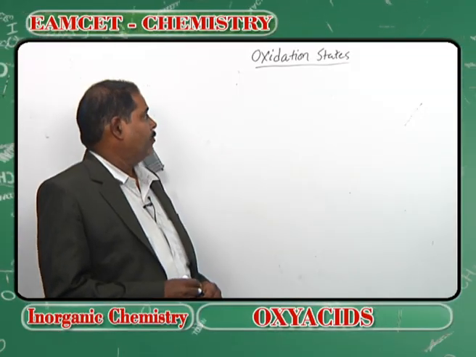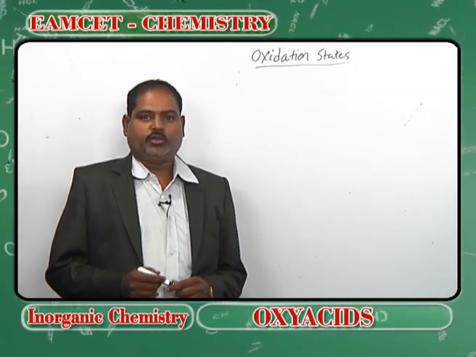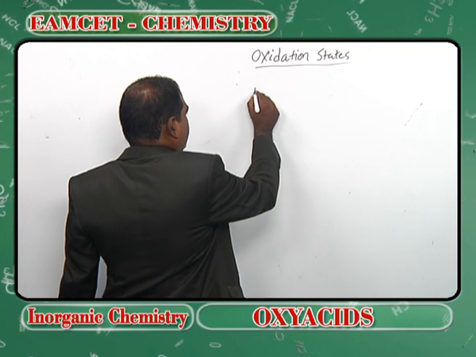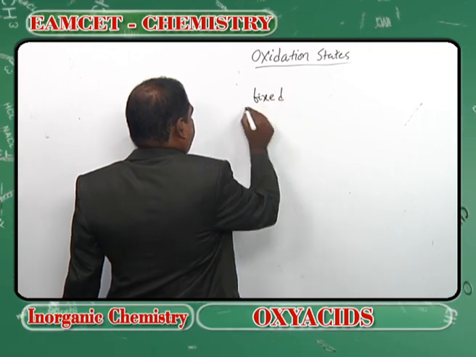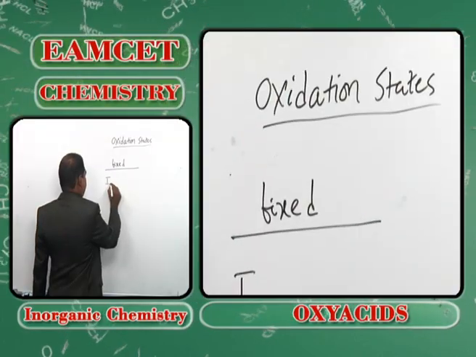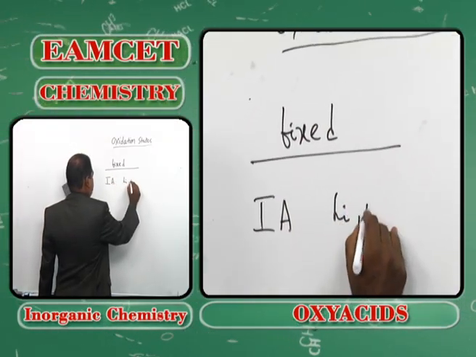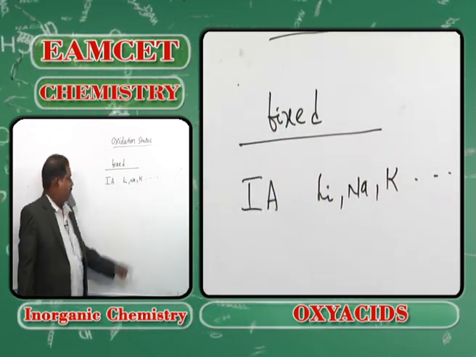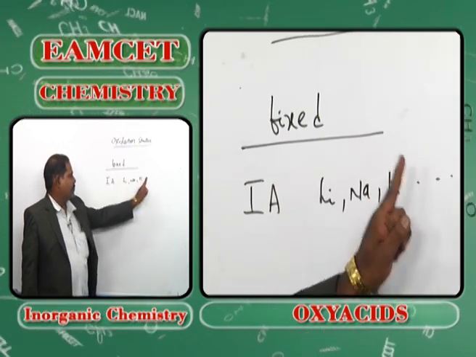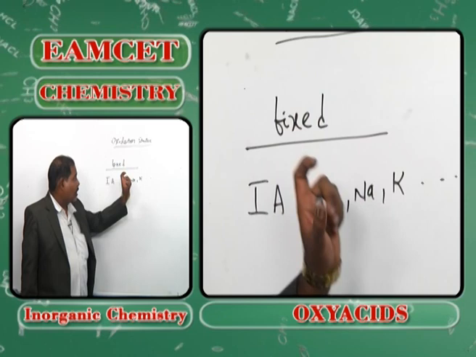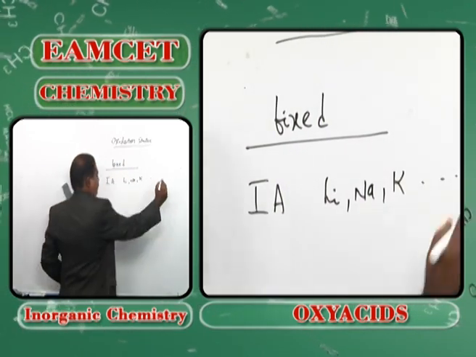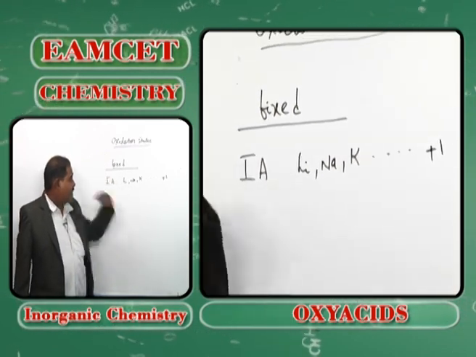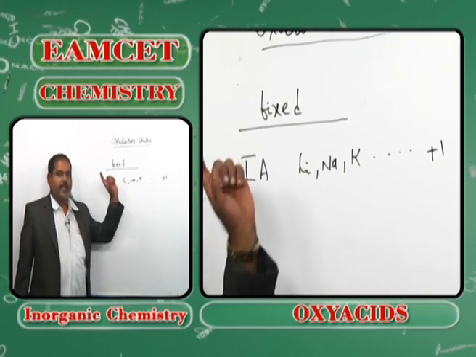Today we look at oxidation states, mostly those relating to oxyacids. Some elements have fixed oxidation states. Who are they? Elements of 1A: lithium, sodium, potassium, rubidium, cesium, francium, which are called alkali metals. They always have a fixed oxidation state of +1. In any compound they are always taken as +1.